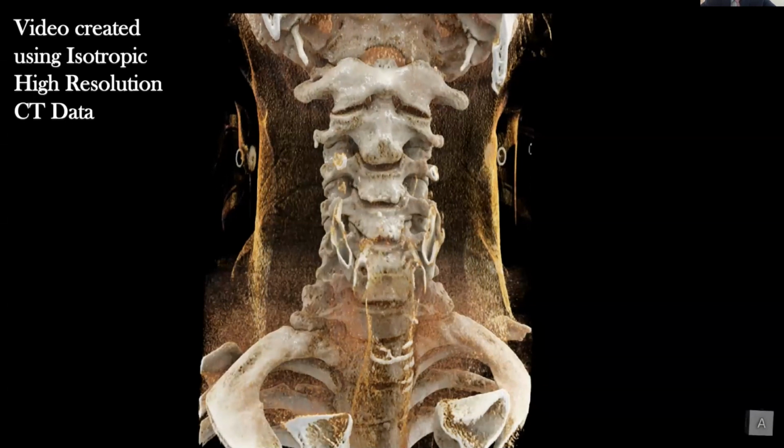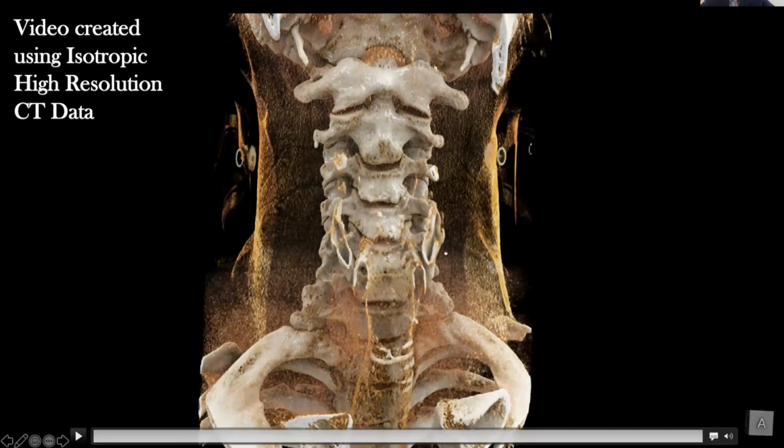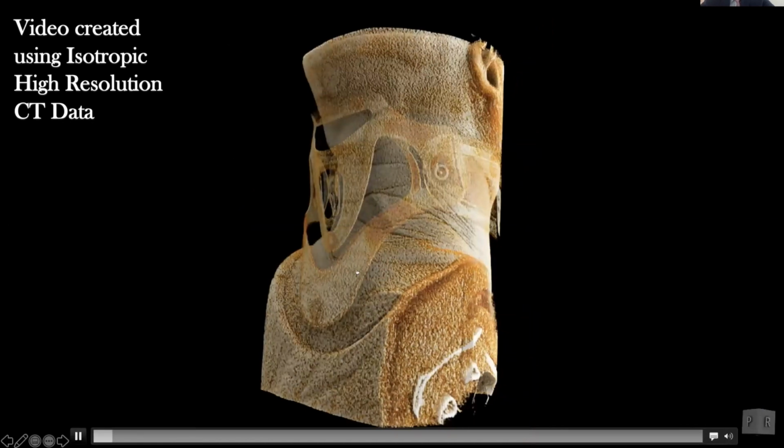And we can cut through, and we can look at individual structures that we may be interested in, or that may be relevant for a particular surgical approach.